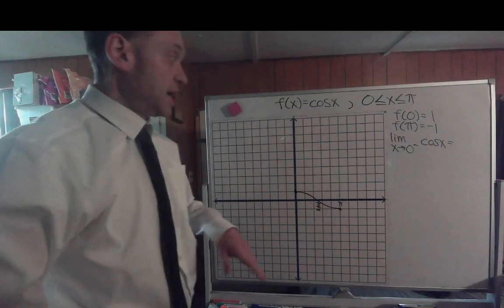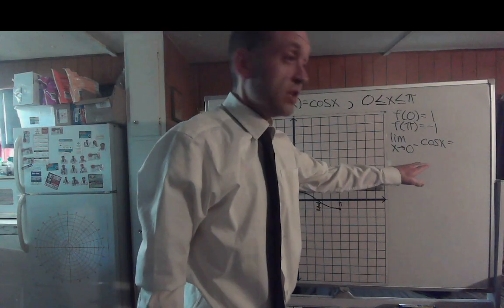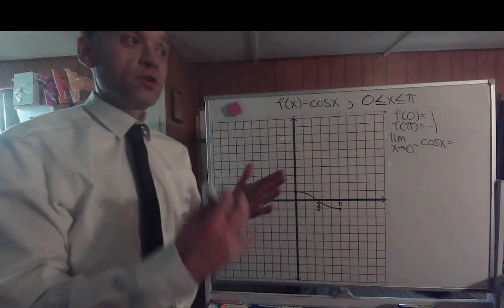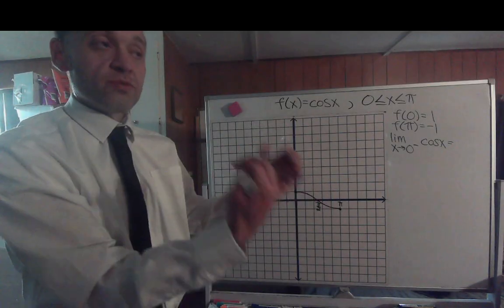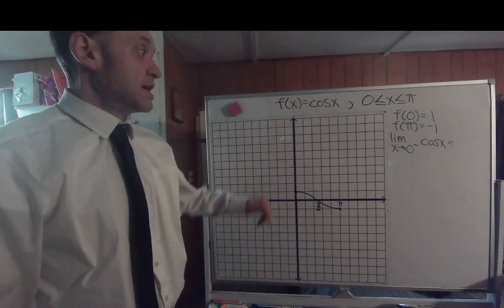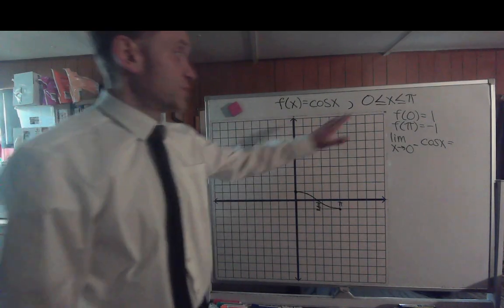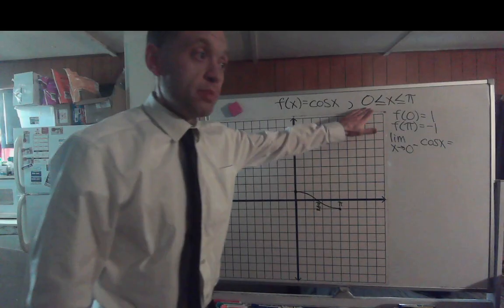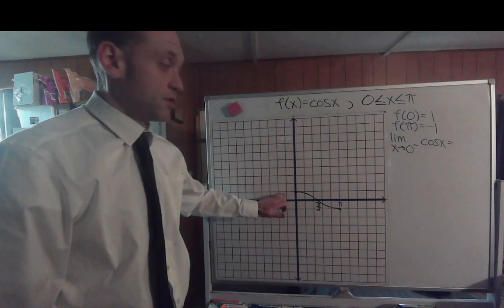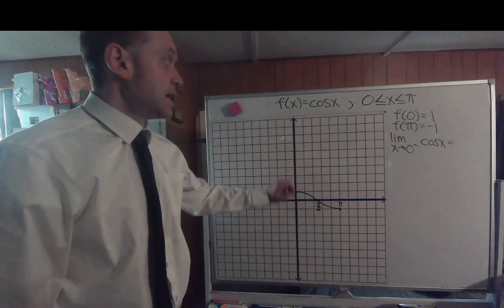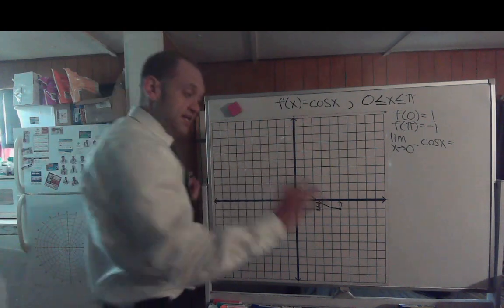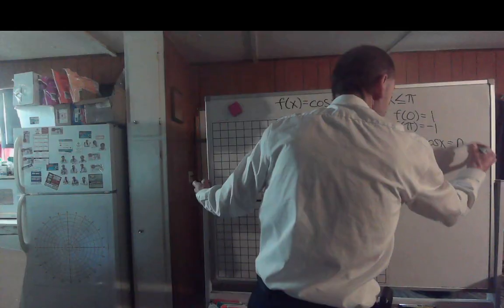Now keep in mind, normally you would have a general limit as x approaches 0 of cosine of x. Normally whether you approach from the right or left, that limit would be 1. But since we have a restricted domain from 0 to pi, left of 0 means that x is less than 0. Well, it's undefined in this case since the domain's restricted. In this case, the left-handed limit fails to exist.